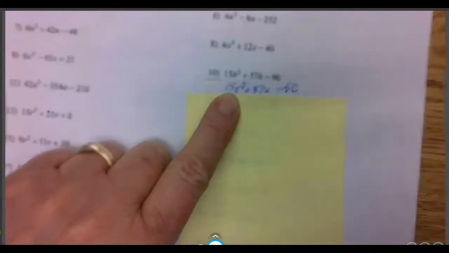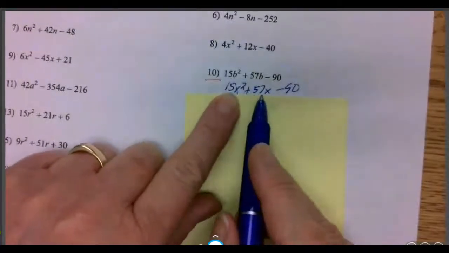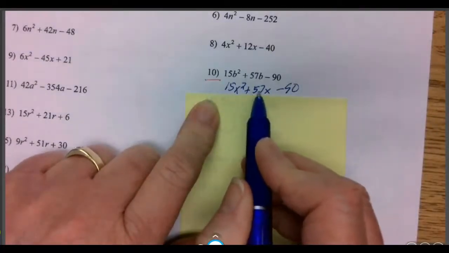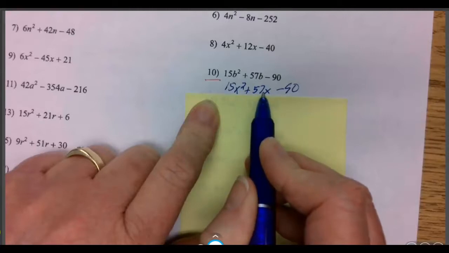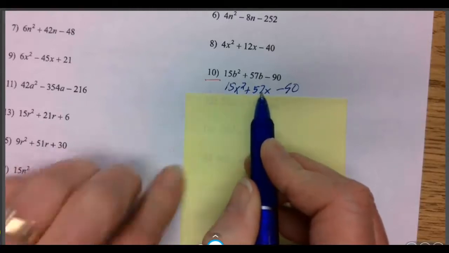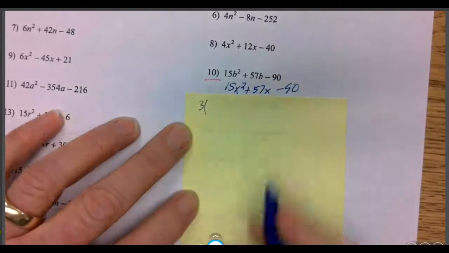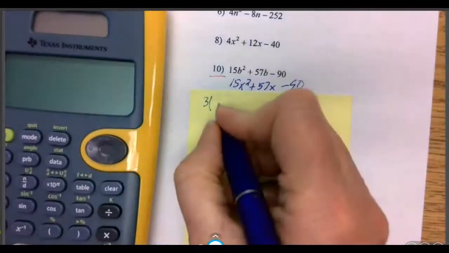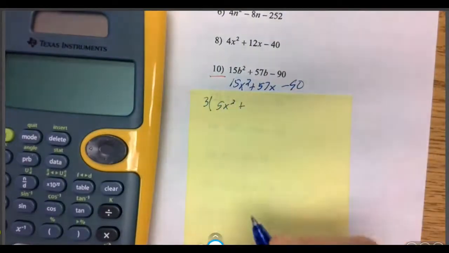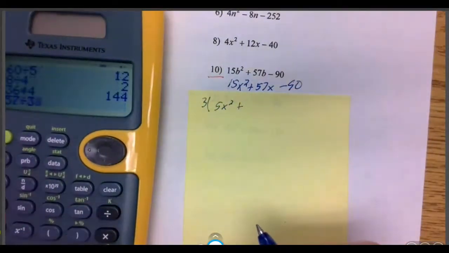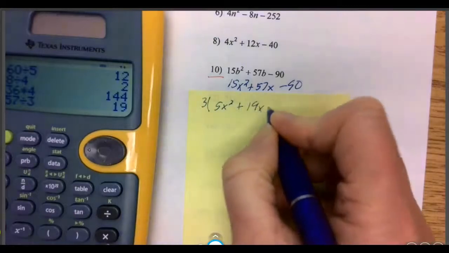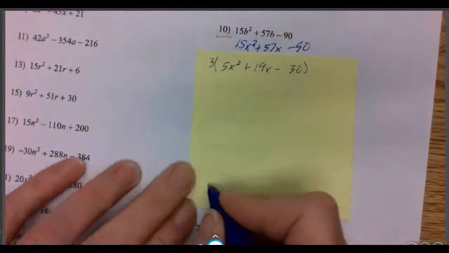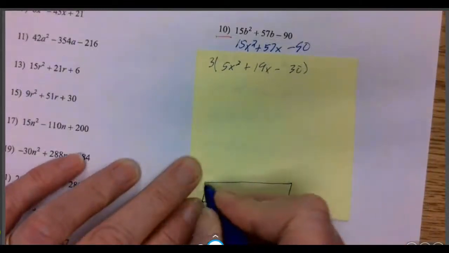Okay? So let's see if 3 does. Remember the divisibility test for 3? Add the 2 digits together. 5 plus 7 is 12. So is 12 divisible by 3? Yeah. So my greatest common factor is 3. I can actually do that. I don't know how many times 3 goes in. That's what my calculator is going to do for me. So I get 5x squared, 57 divided by 3 gives me 19x, minus 30. Now those numbers are a little better. Okay, let's go down to the bottom. Put our key in our answer box.